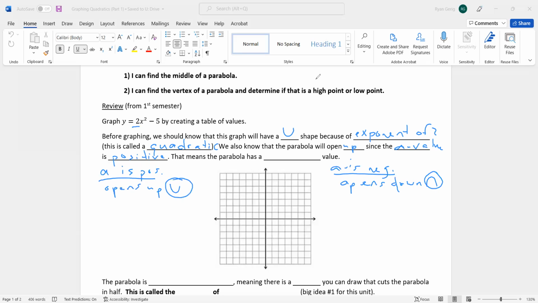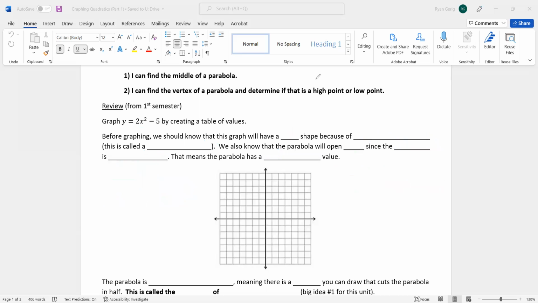Okay. Continuing with the blanks, that means this parabola has a minimum value. All right, so this one has a minimum. You can probably guess the opposite. If A is negative, it's going to have a maximum. Why? Well, look at the graph right there. That bottom point is the lowest that parabola goes. On the other one, where A is negative, that point right there is the highest that parabola will go. So minimum, maximum.